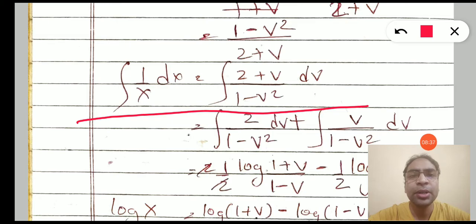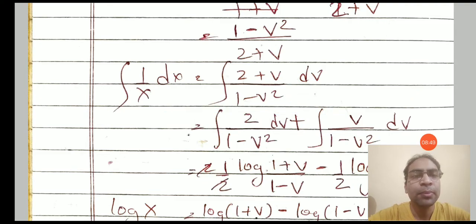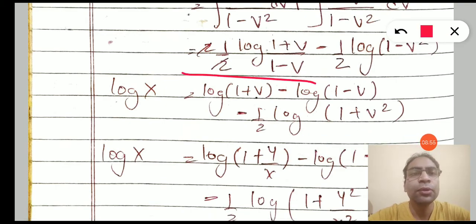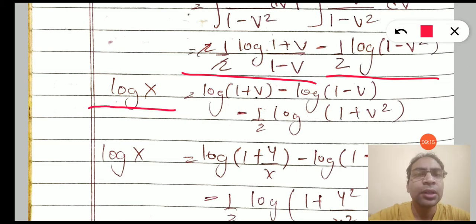1 upon x can directly be integrated as log of x, and this 2 plus v upon 1 minus v square is subdivided into two separate integrals, and these separate integrals can be solved, the first one and the second one, in terms of 1 upon 2 log of 1 plus v upon 1 minus v. To solve this, you must be aware of the basic formulas of integration. So it is very much necessary that you revise all the formulas of integration. So after integration we have log of x, log of 1 plus v minus log of 1 minus v.